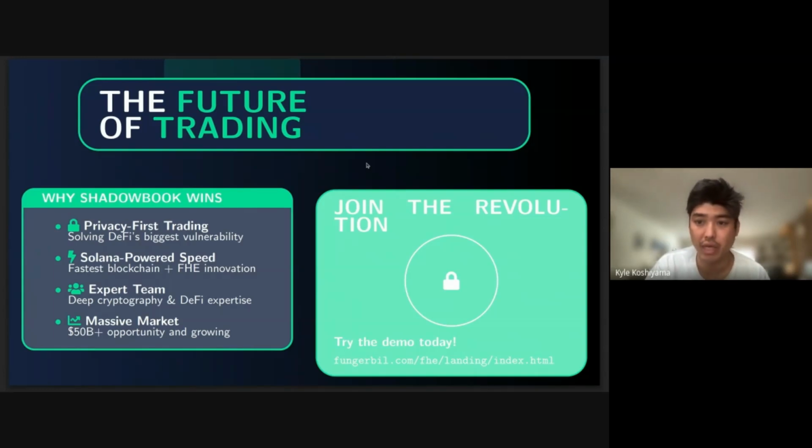So that's why we believe, given our backgrounds in cryptography and design choice to focus on performance and user experience over, I guess you could say, optional privacy features, this is the future of trading on Solana.